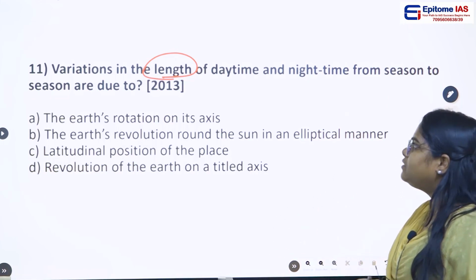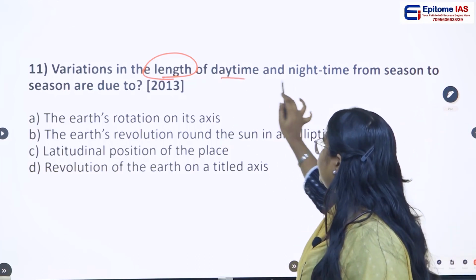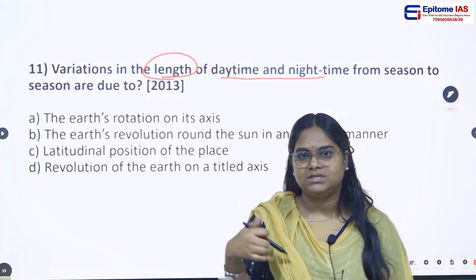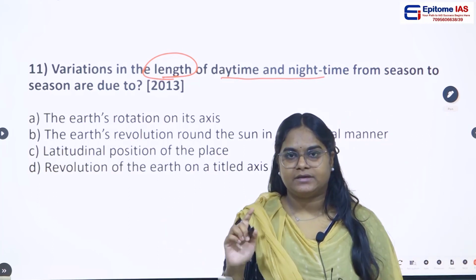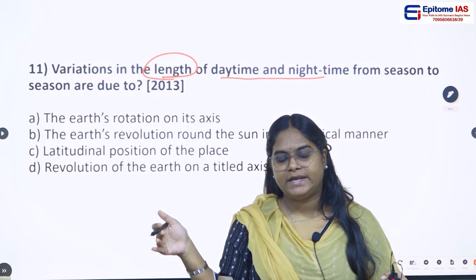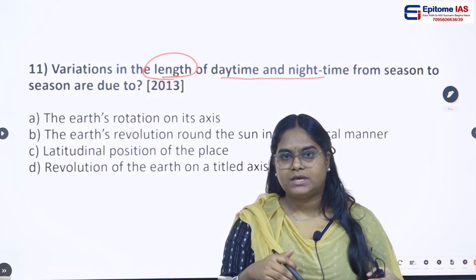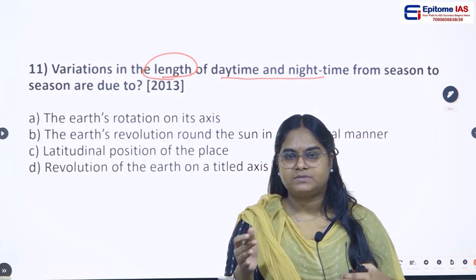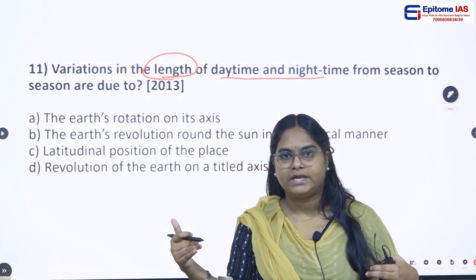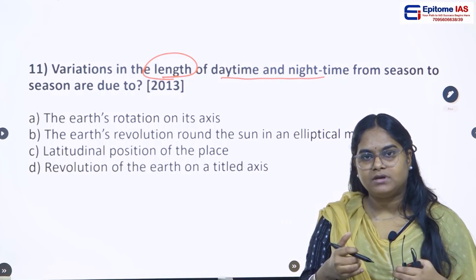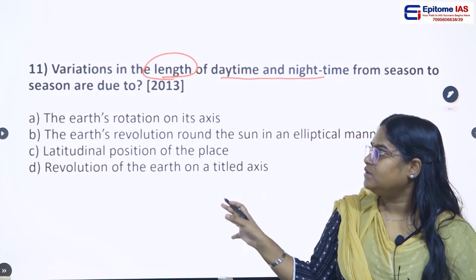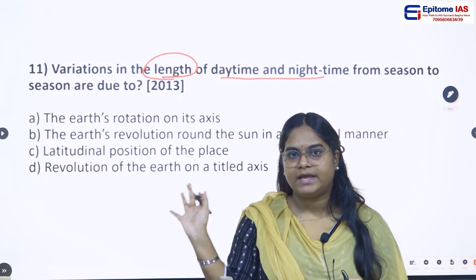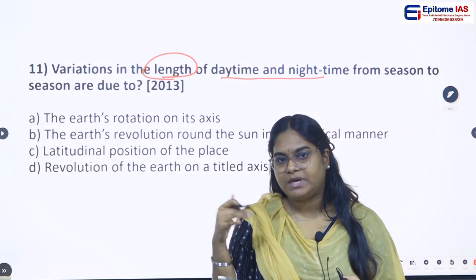So if you see, they are not asking about the cause of day and night. They are asking about the cause of variation in the length of the day and night. Sometimes we have a long day and a short night. Sometimes we have a long night and a short day. Especially during winter, you will have a long night. During summer, we will have a long day. So they are asking what is the reason for this particular variation in the length of day and night. It is very simple. It is based on the seasons.